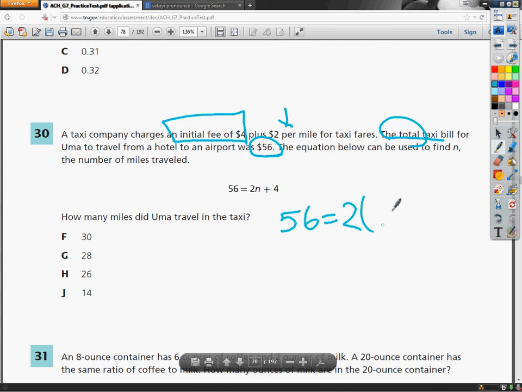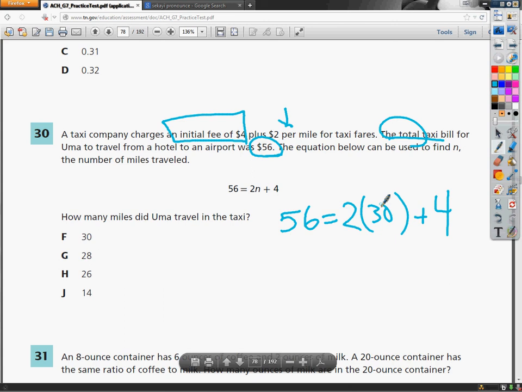If you just take the n out and put a parentheses, and you plug in the values, you can see which one equals 56, because math is all about finding the truth, right? So I'm going to plug 30 in here as my first possible choice. So I do 2 times 30 plus 4, and it gives me 64.